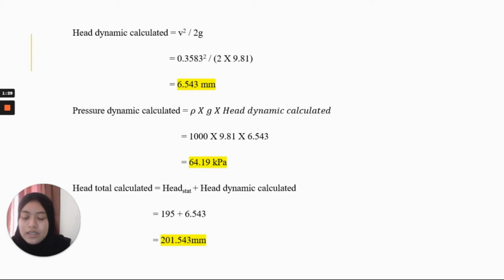Lastly, we calculate the head total calculated by adding head static and head dynamic calculated, and we get the answer in millimeter. All of this calculation, we will transfer it to the table that I have showed earlier.